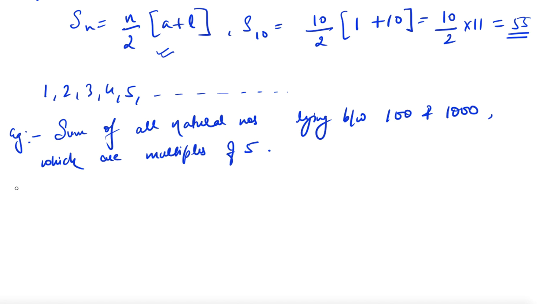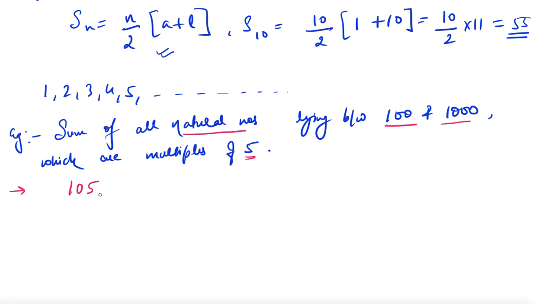You can pause the video, take your time to understand the question, and please try before seeing the solution. Okay, so in this case, how will my arithmetic progression start? As per the question, the natural numbers lie between 100 and 1000. So my arithmetic progression will start with 105, because I know that after 100, 105 is the next number that is divisible by 5.